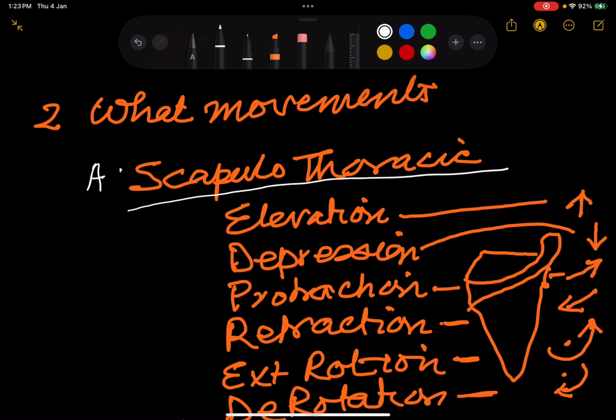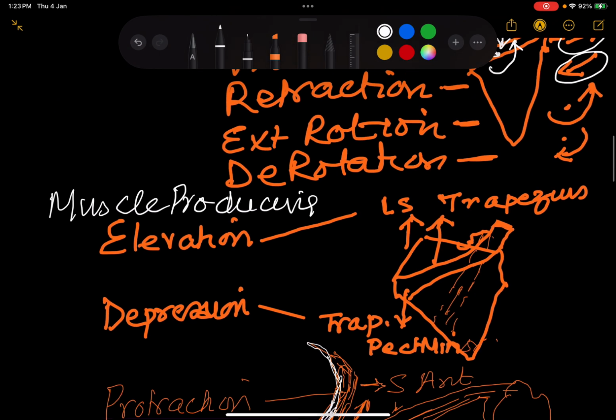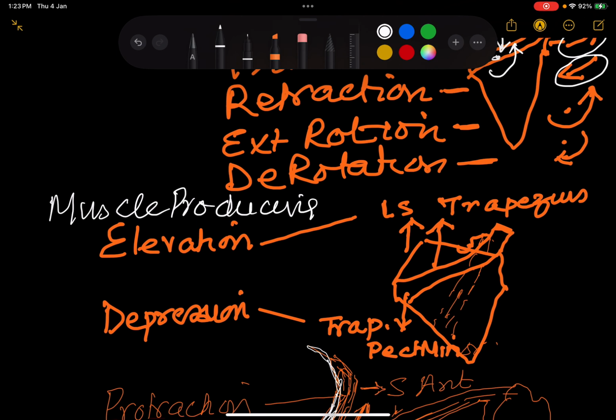This is elevation of the scapula, this arrow, elevation. This is depression. Moving this way is protraction, moving back is retraction. Moving on this axis like this is external rotation, moving back is derotation. So these are the movements of the scapula. Now let us consider the muscles that produce these movements.